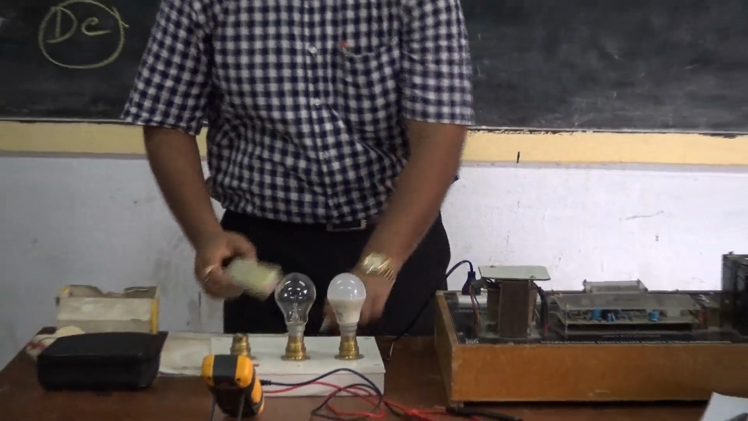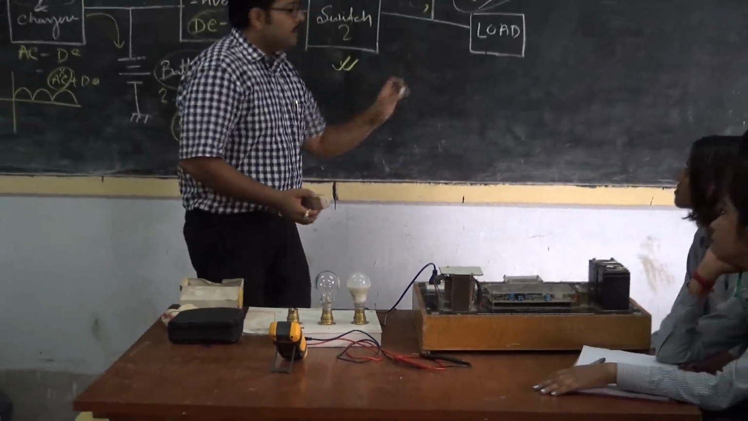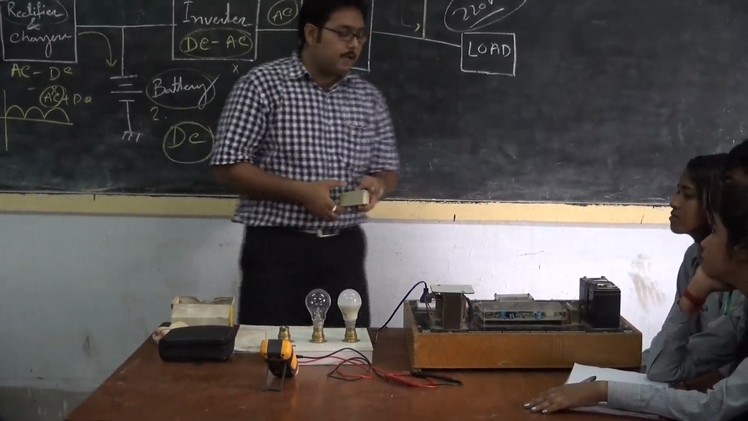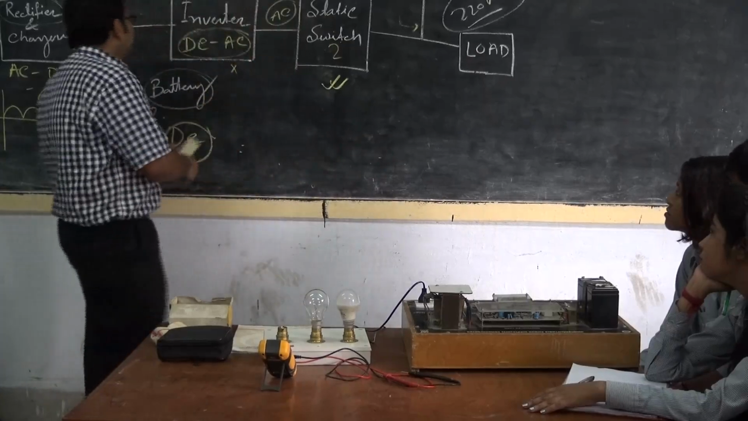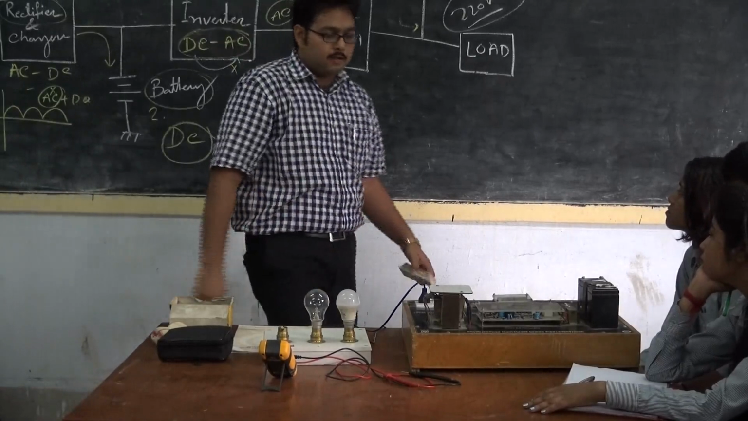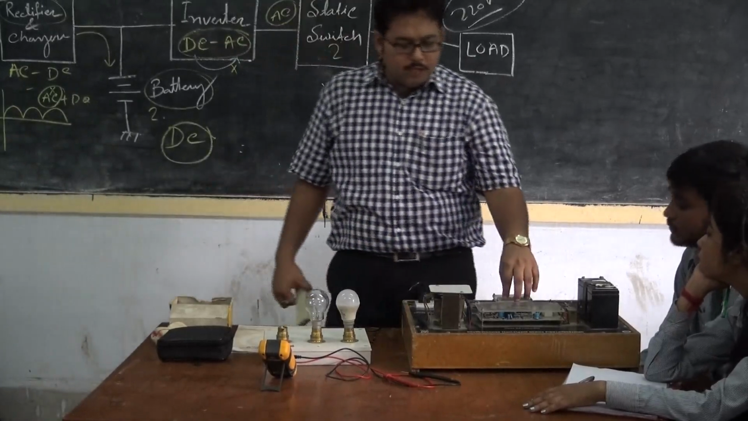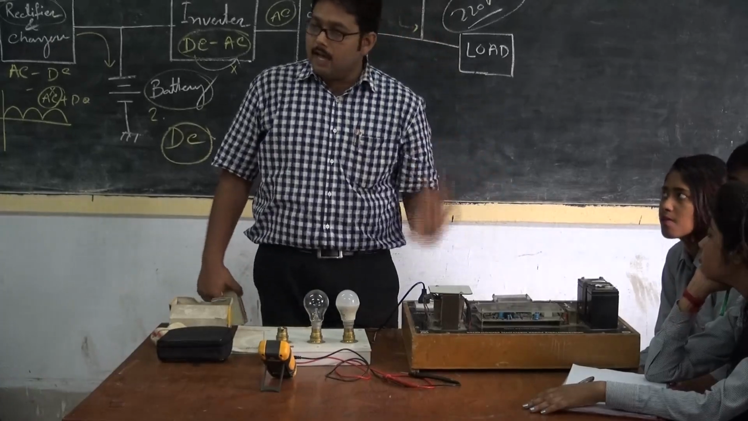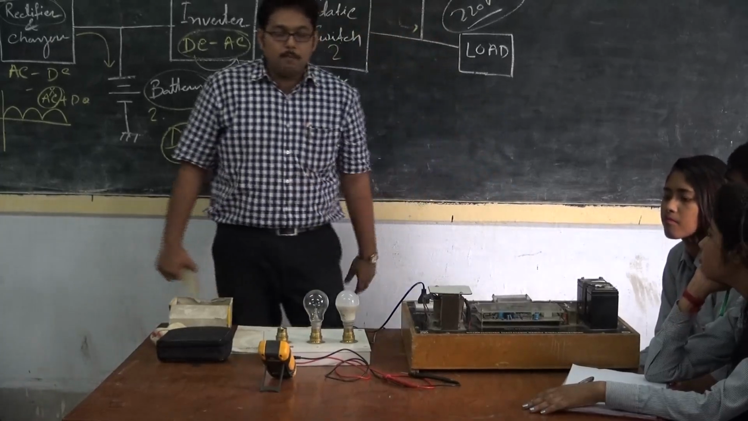Now comes the inverter circuit. You already studied the inverter circuit, but I will just explain how the inverter will work. Actually, for converting the DC energy to AC energy, we are using here 4 MOSFETs, and MOSFET also belongs to the thyristor family. You can also use the SCR, depending upon the power.